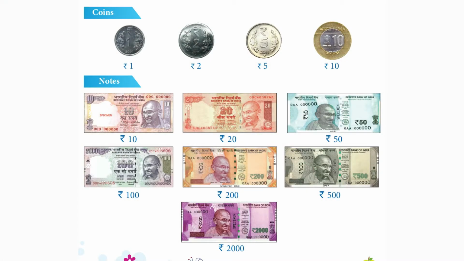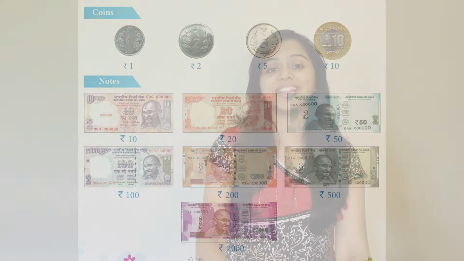So here, today I have two coins with me. This is a 2 rupee coin, okay? And this is a 5 rupee coin, alright? So let's look at the different coins that we have. Here we have the picture of a 1 rupee coin, 2 rupee coin, 5 rupee coin and 10 rupee coin.